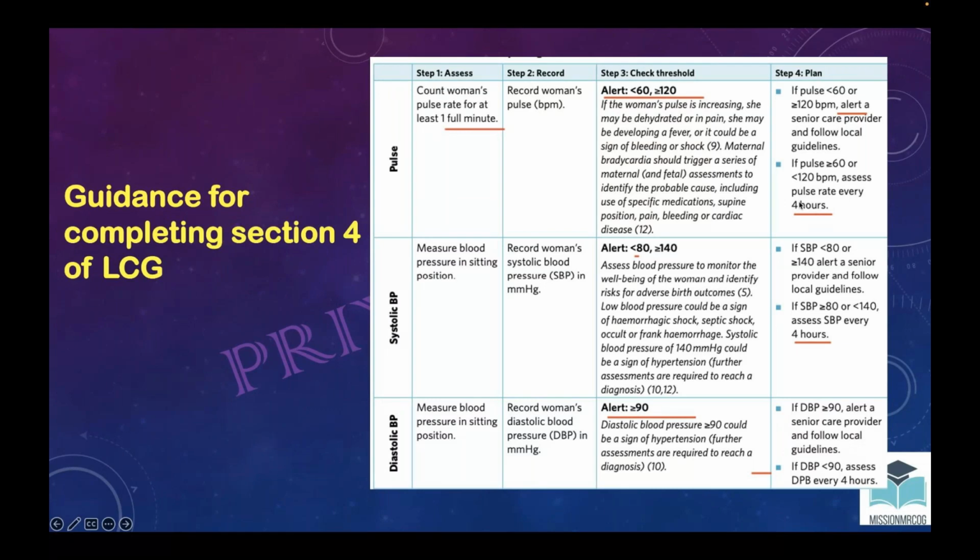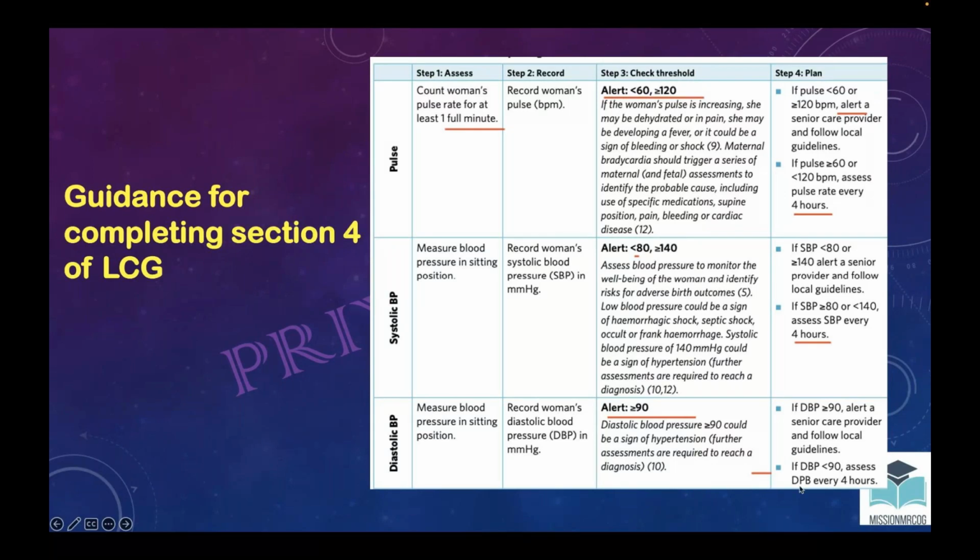Now coming to systolic blood pressure, they will measure it, they will record it. Alerts are less than 80 and more than 140. If it is an alert signal, then they will speak to the senior healthcare professional. But if it is fine, then they will check blood pressure every 4 hours. Diastolic pressure they will measure, they will record. Diastolic of 90 or more will be an alert. For an alert, they'll speak to the senior health professional. For less than 90, it is normal. So they will measure it every 4 hours.